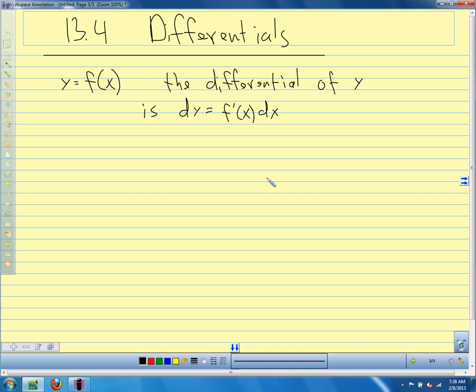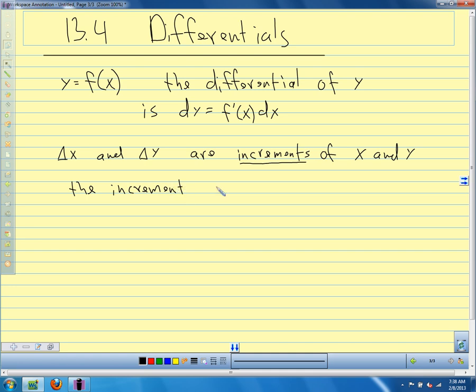So we're going to call a small change delta x and delta y. So our variables are changing. We have a multivariable function. We're going to call delta x and delta y the increments of x and y. So just these small changes. And then we're going to use these increments of x and y to find the increment of z, the small change in z.